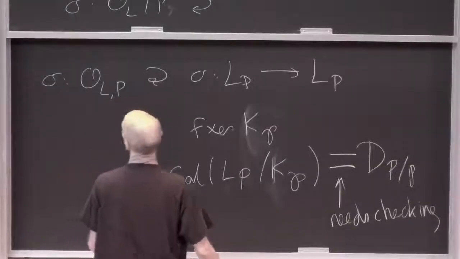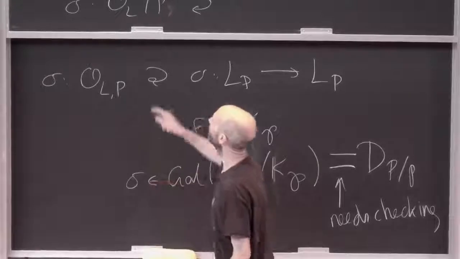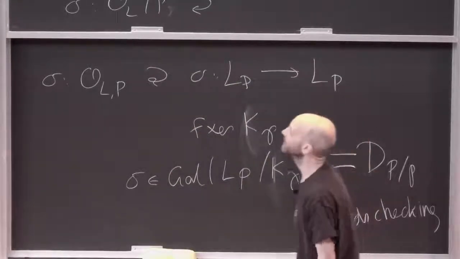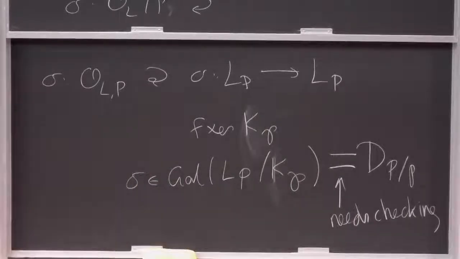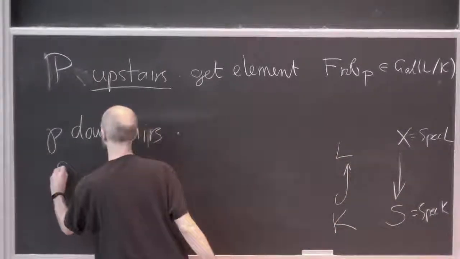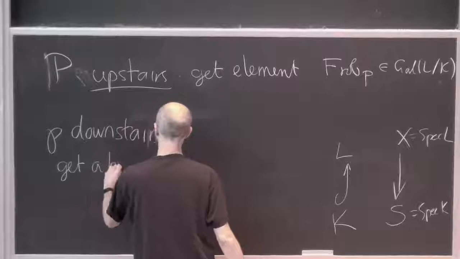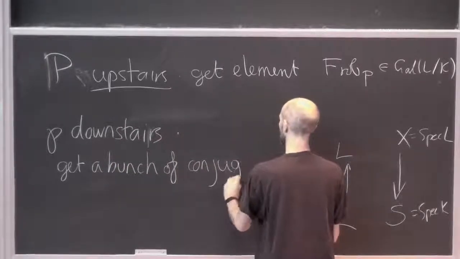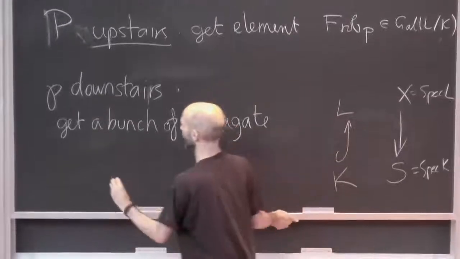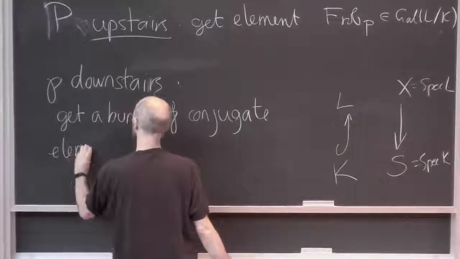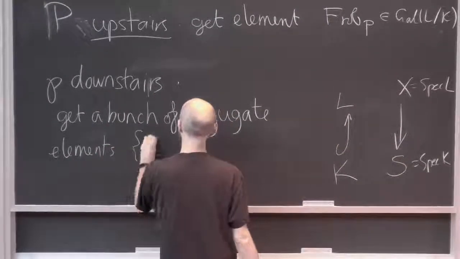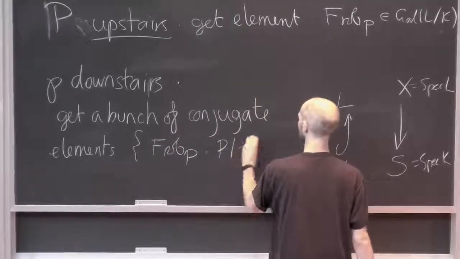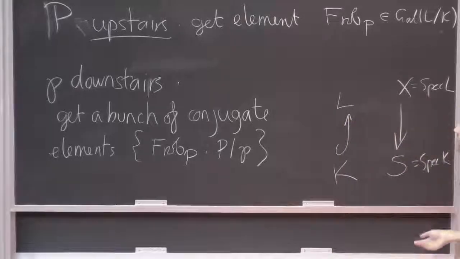And that's kind of a pain, but it's all right, because there's something in this global Galois group that maps my choice to their choice. And if I conjugate everything around, I'll see that my Frob_P turns out to be conjugate to their Frob_P. So for P downstairs, you get a bunch of conjugate elements: Frob_P for capital P dividing little p, for capital P upstairs.